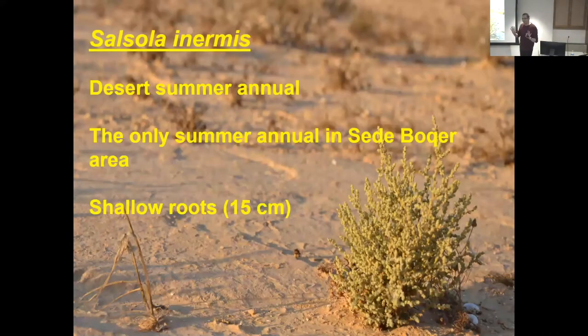Okay, last topic. Salsola inermis. This is an amazing plant. This was the plant I was most interested in when I got to this place, the desert. This is a summer annual plant. It is a very small plant with very shallow roots, 15 centimeters. It's an annual plant that grows only in the summer. So it germinates around March, April, stays small until June, then starts to grow, gets to its maximum October, November, flowers and dies. No rain between March and November. No rain.